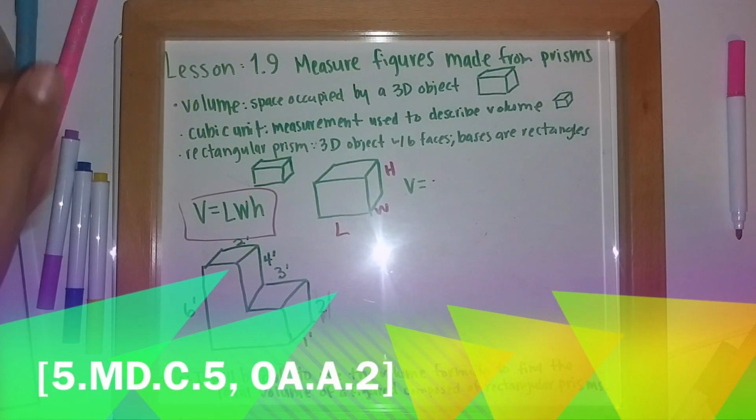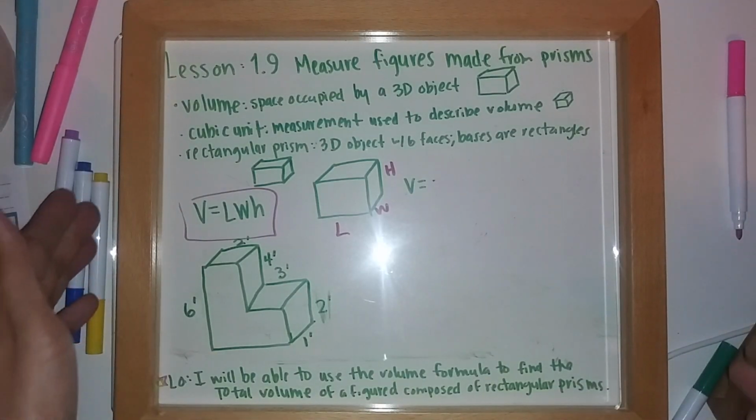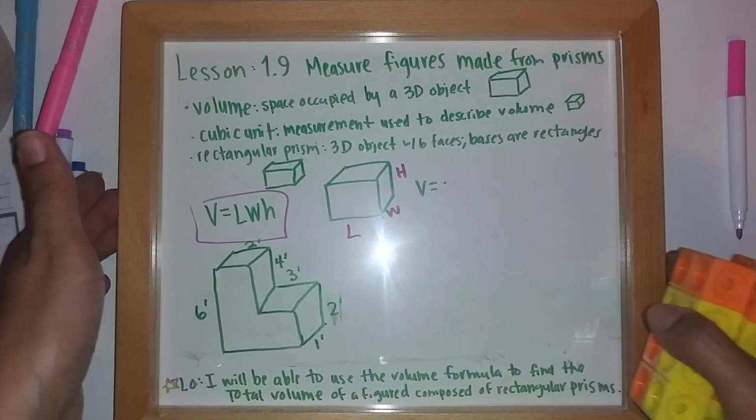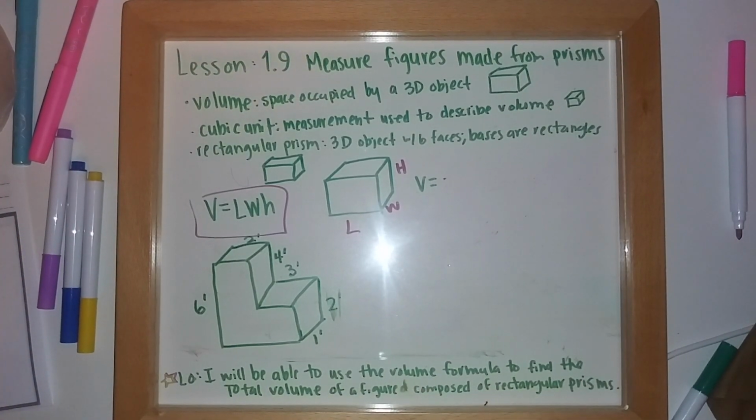Okay, so we're going to go over this lesson really quick so we can take our notes in our notebook. Our lesson for today is lesson 1.9, measure figures made from prisms. Our learning objective is to be able to use the volume formula to find the total volume of a figure composed of rectangular prisms.